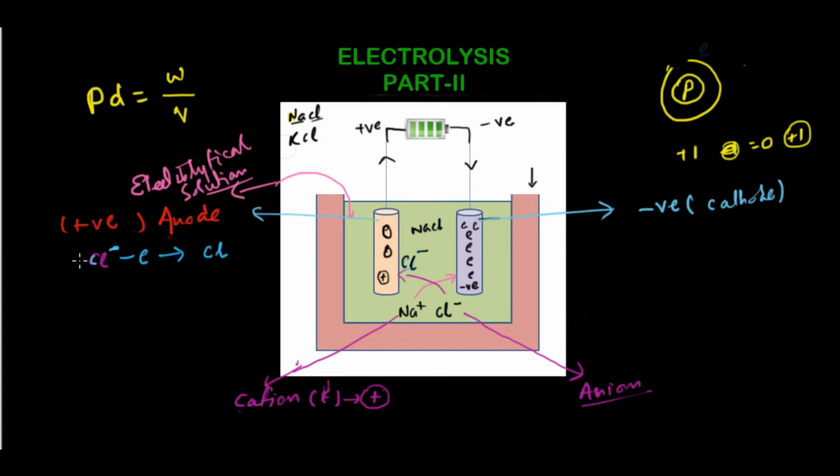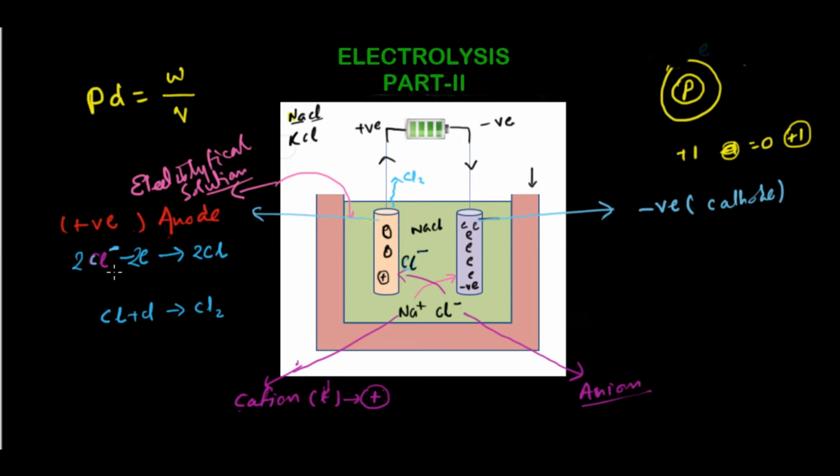Suppose not one chlorine is going, but many chlorines. So two chlorines will lose two electrons. Actually, this chlorine is a nascent element, so Cl plus Cl will combine and form Cl2. So you're going to see that Cl2 gas comes out from this electrode, the positive terminal. So always remember that a negative ion always moves towards the anode, which is positively charged.